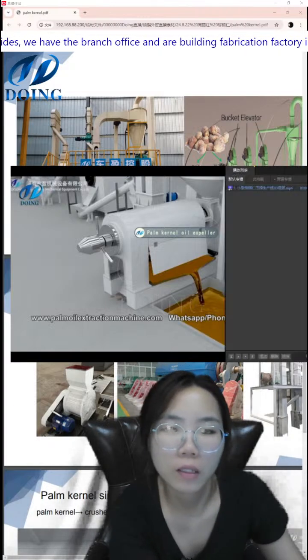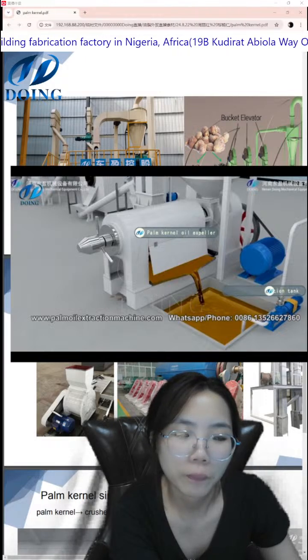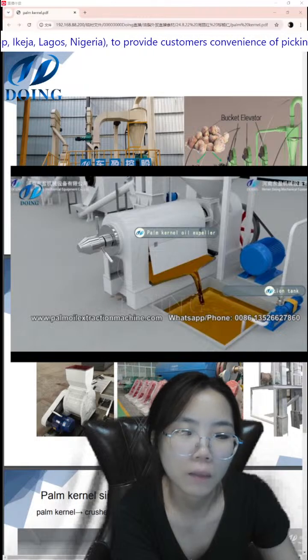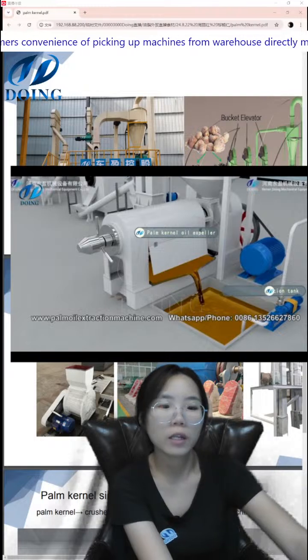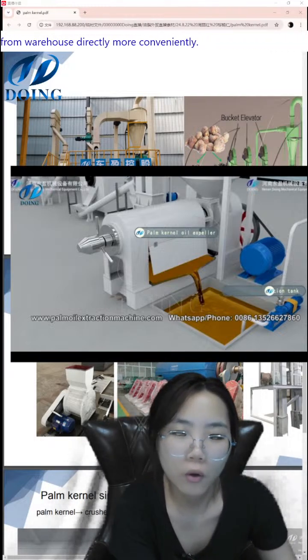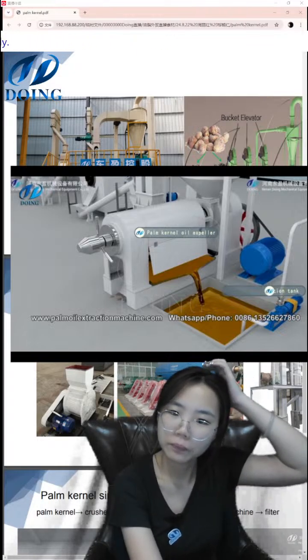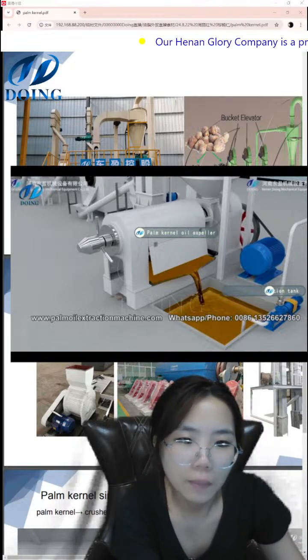And the motor is equipped with a four-stage motor with sufficient power and stable operation. Our palm kernel oil press has a processing capacity of 500 kg per hour, which can ensure a residual oil rate of 6 to 7%. Our pressing is sufficient, saves time and is efficient.